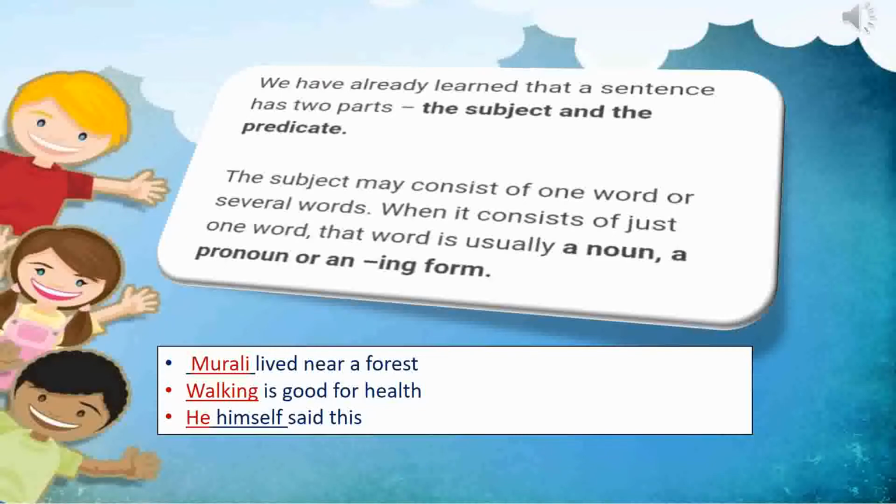In the second sentence, walking is good for health. Here the subject, walking, is an ing form of a word. And in the third sentence, he himself said this. Here the subject he is a pronoun. This is what we have seen here. When the subject word is given as a single word, it can be a noun, a pronoun or an ing form.